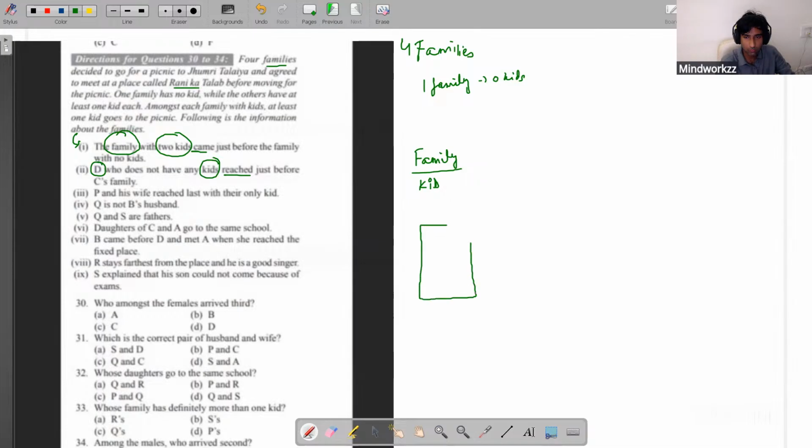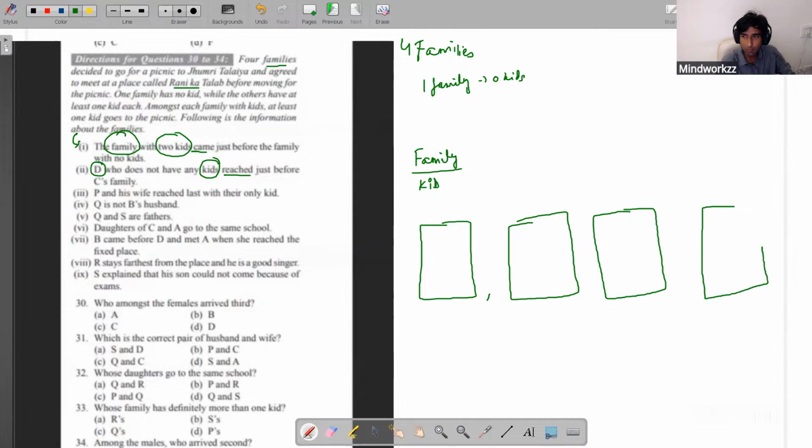Box number one, box number two, box number three, and box number four. And these boxes basically represent when is coming, who is coming when. So it is from left to right. That means the leftmost person came first and the rightmost person came at the last. Okay. And we are also going to represent family on the top and kid on the bottom. Right. So if there is a family D, let's say they have two kids. So D's family has two kids. That is what is going to be denoted.